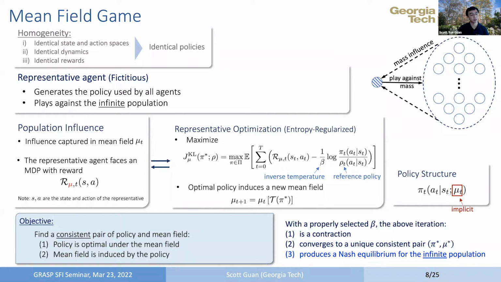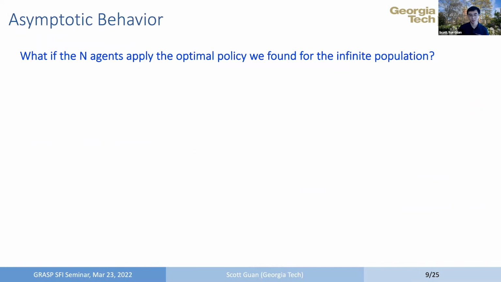Now we have solved the policy for the infinite population system, but our ultimate goal is the N agent system, right? Because in reality, there is no system that has an infinite number of agents. So we will let all N agents in the finite population deploy the policy that we have just found. So the next question we obviously have is: what kind of performance guarantee do we have for the N agents applying the policy we found for the infinite population?